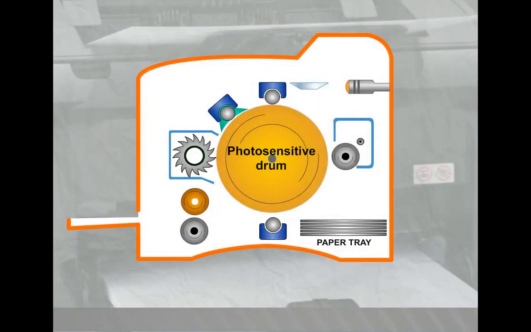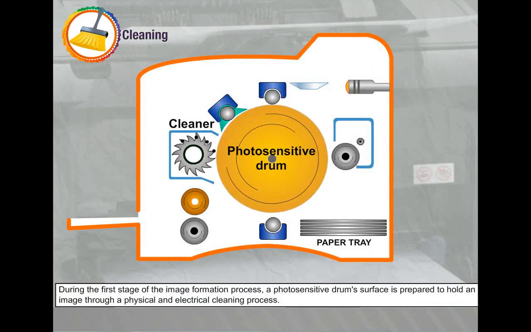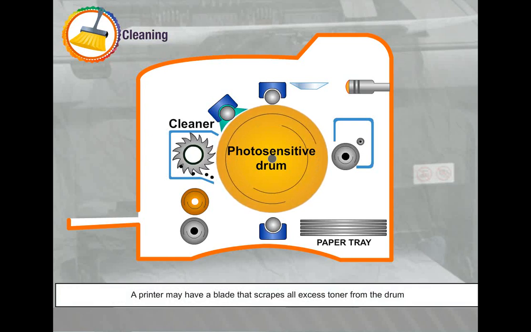Cleaning. During the first stage of the image formation process, a photosensitive drum's surface is prepared to hold an image through a physical and electrical cleaning process. A printer may have a blade that scrapes all excess toner from the drum.